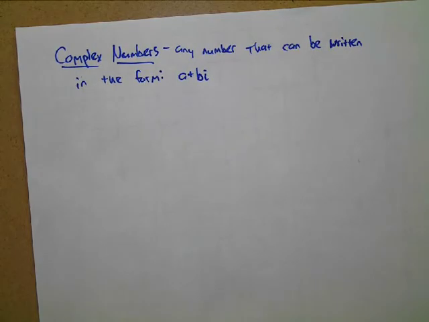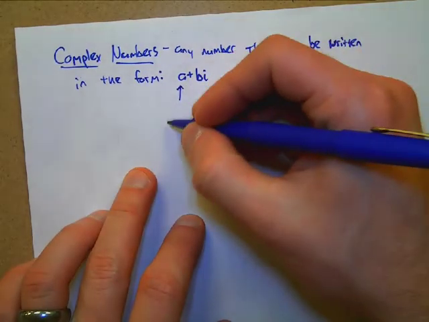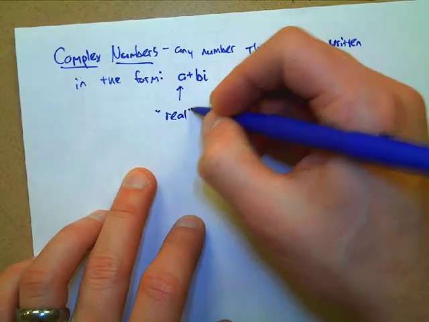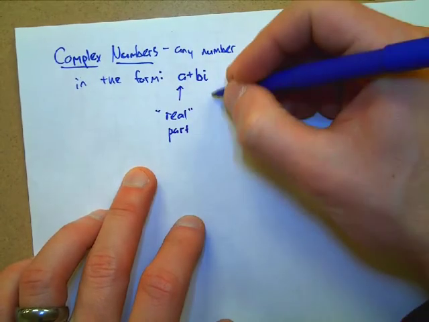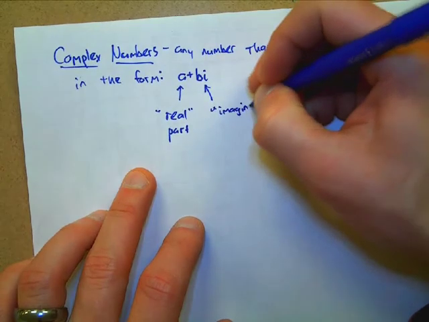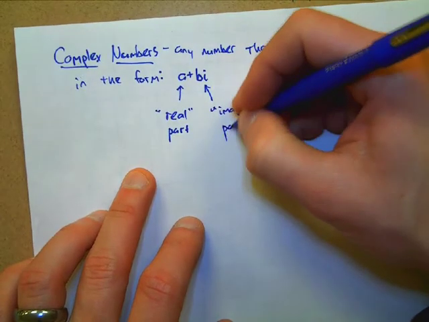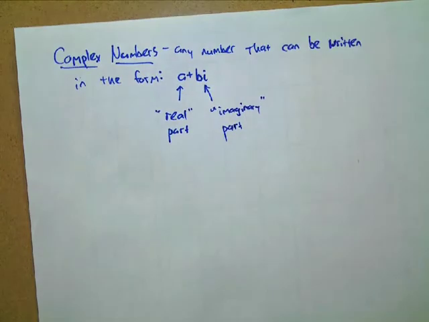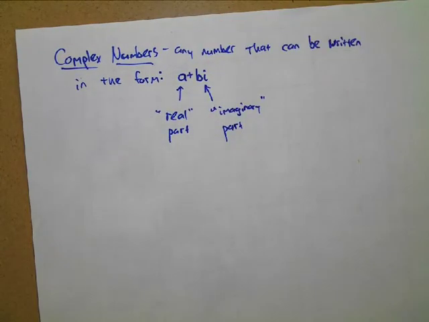So the A part of a complex number is known as the real part. And then the BI part of a complex number is known as the imaginary part. Put those in quotes. Okay. So complex numbers are a combination of real and imaginary numbers together.